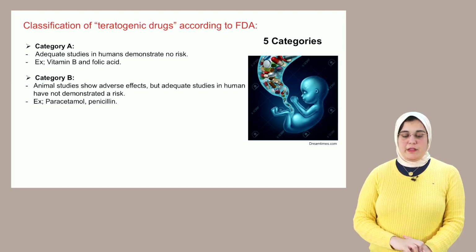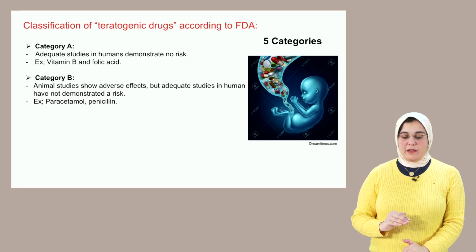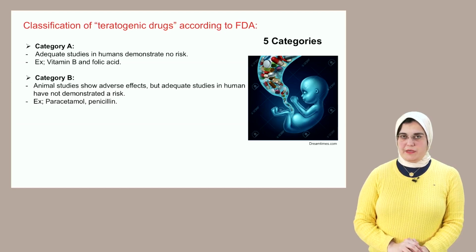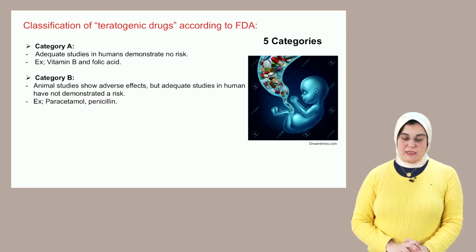Category B, they are shown to have some adverse effects only in animal studies, but when given to humans, it didn't demonstrate any risk during pregnancy. A famous drug is paracetamol and penicillin.